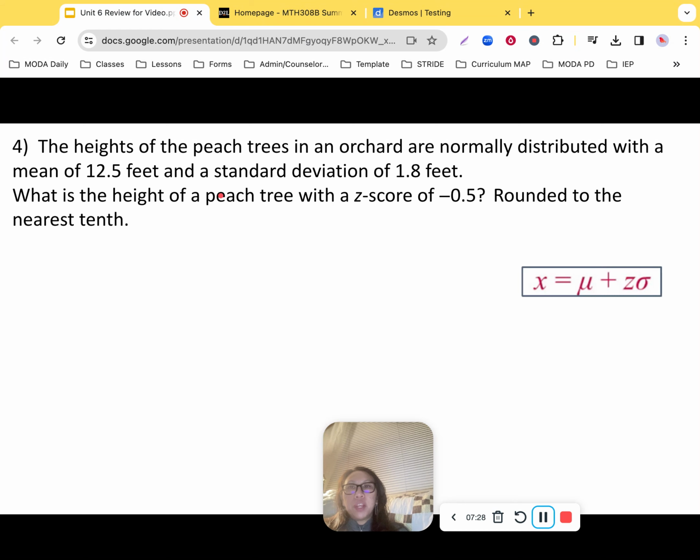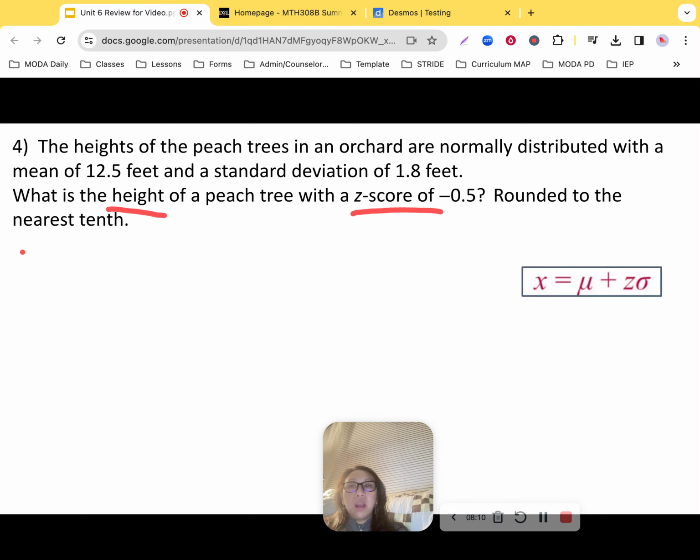All right, for number 4, given the heights of the peach trees in our orchard are normally distributed with a mean of 12.5 feet and a standard deviation of 1.8 feet. What is the height of a peach tree with a z-score of negative 0.5, rounded to the nearest tenth? In this case, this is different from the other question, because this one is asking us for the raw score, for the raw height of a peach tree given a z-score. So in the other problem, we are looking for the z-score.